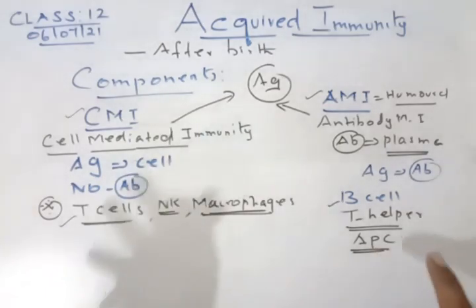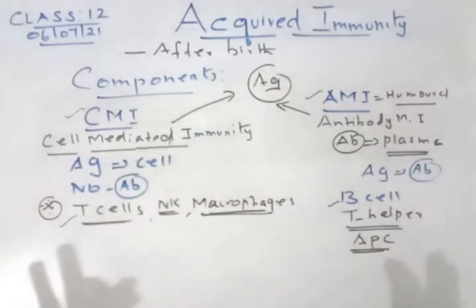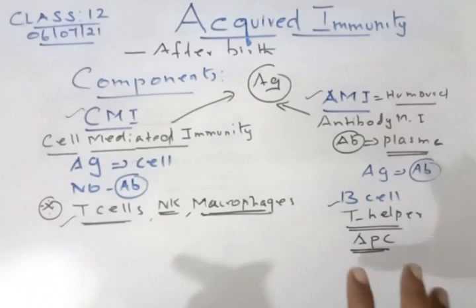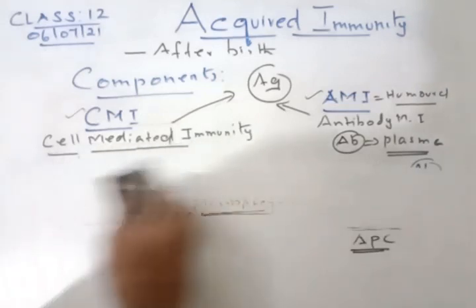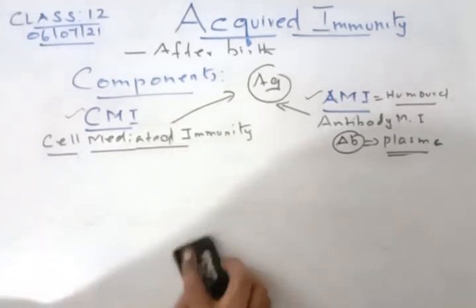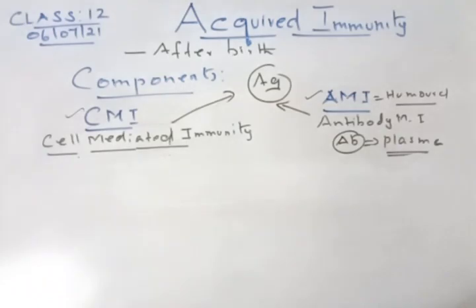Now how this is working out, how the antigen is being destroyed, that we will see now, and then we will complete this with a flow chart. Okay, so this antibody mediated immunity and cell mediated immunity, now a little extra we will discuss. First we will talk about the cell mediated immunity.